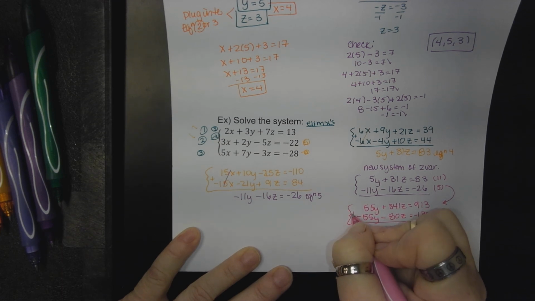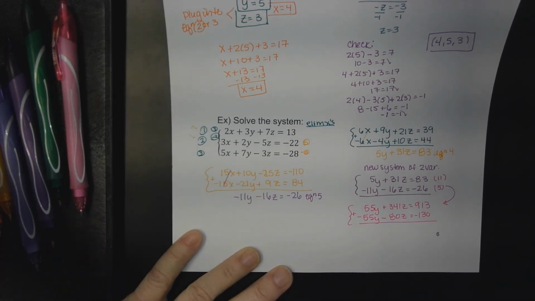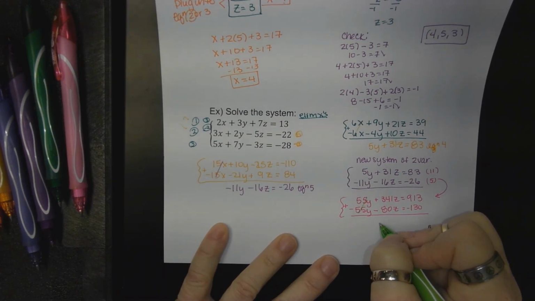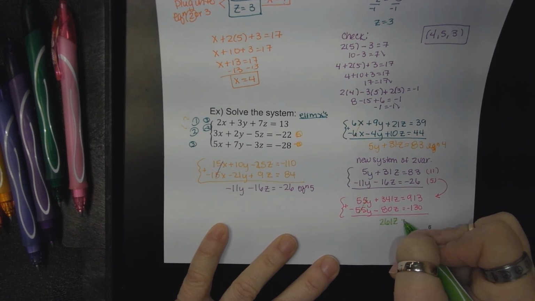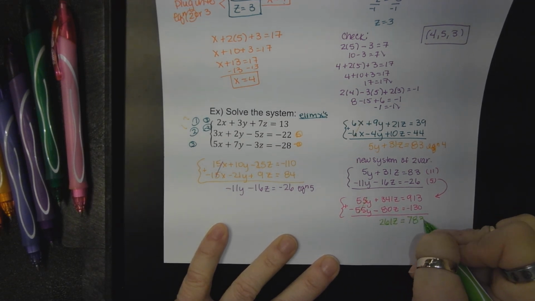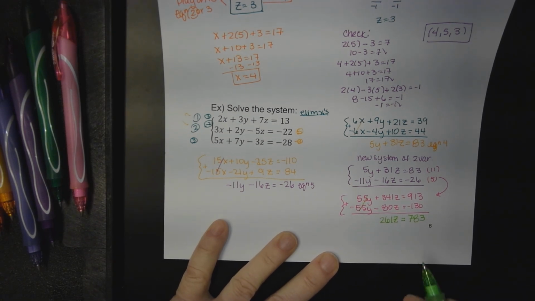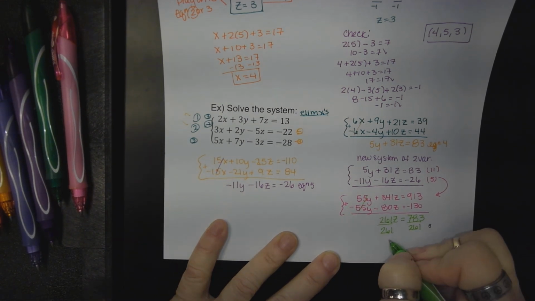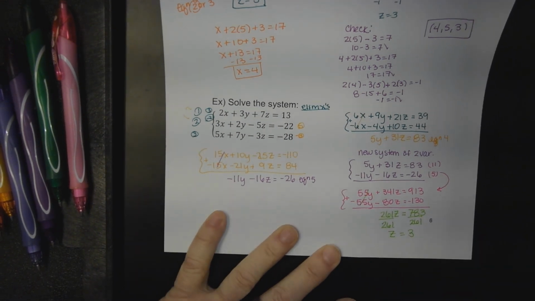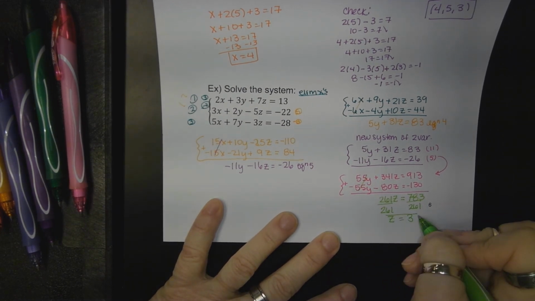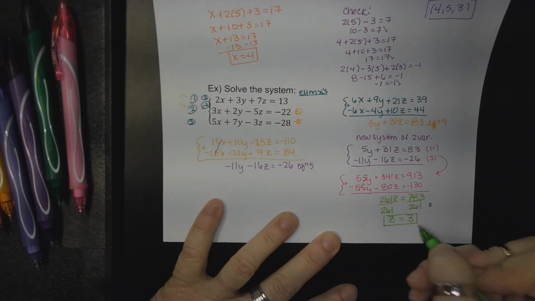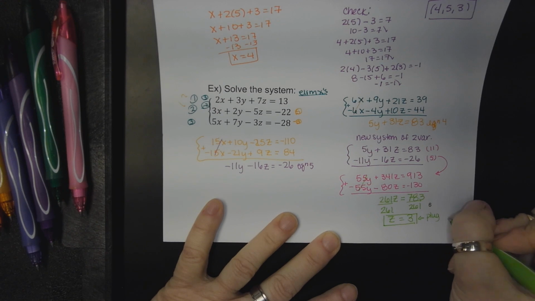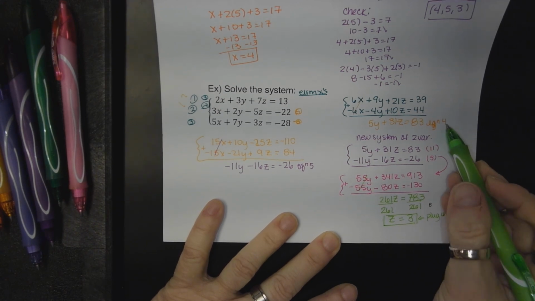Now here's my new system. Always addition. Different color. These cancel. Going to give me 261z equals 783. Divide both sides by 261. That leaves me z equals 3. Okay? Now I'm going to plug this into 4 or 5.